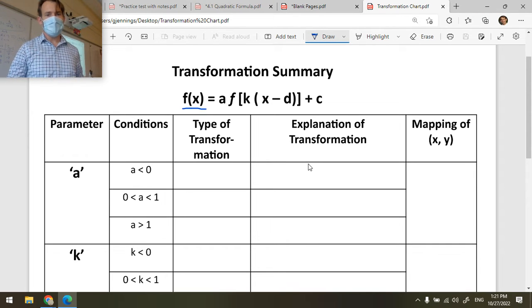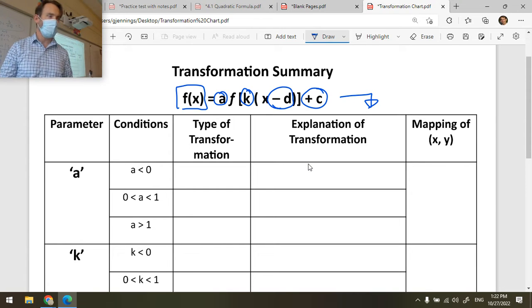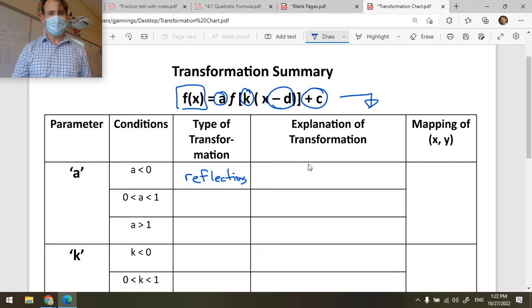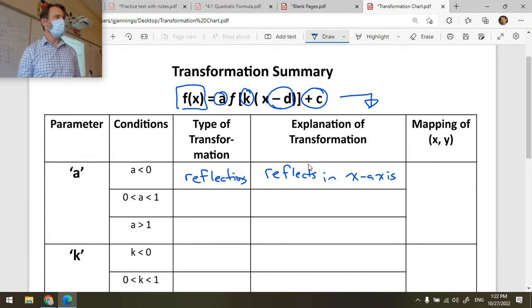If I have f of x as some function, and I'm going to transform it by multiplying my outputs, multiplying my inputs, subtracting from my inputs, or adding to my outputs, all of those a, k, c's, and d's are going to do stuff to my functions. When a is less than 0, that creates reflections. It reflects in the x-axis. So when a is negative, it flips the function over in the x-axis.